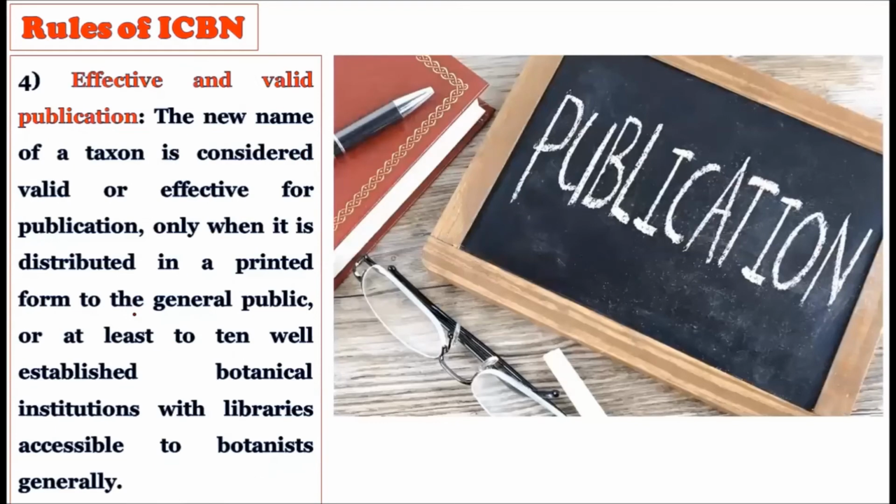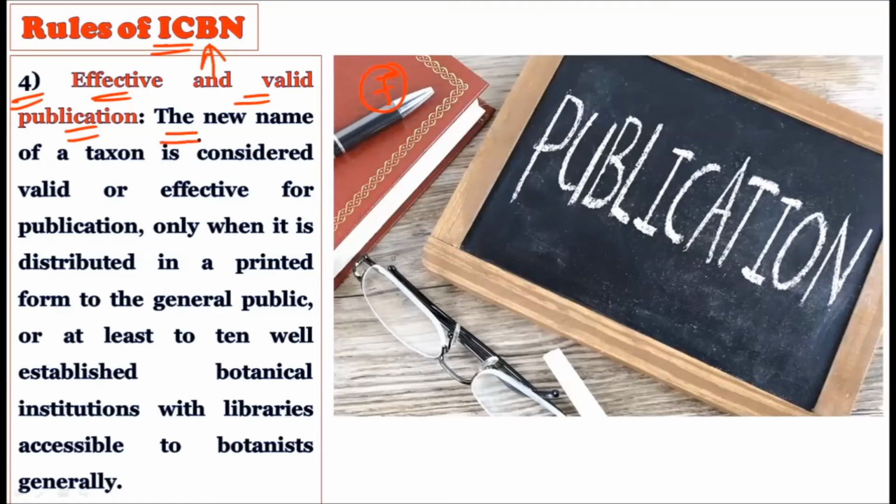Okay, now see, the fourth one. Under typification we have considered the 7 different types. But the fourth rule of the ICBN is the effective and valid publication. So what is the effective way, and what are the rules regarding valid publication? These are also given by the ICBN.